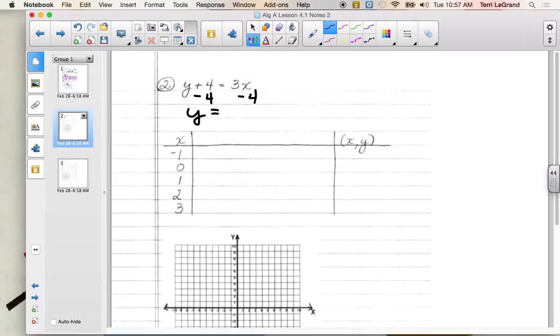Can we combine those? Are they like terms? No, they're not like terms. The 3 has an x behind it, so those are x's. That 4 is just the number 4, no x with it. So we have to write it like this. We just say, you know what?